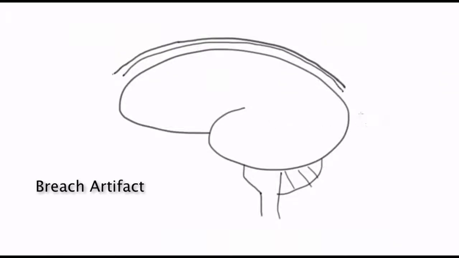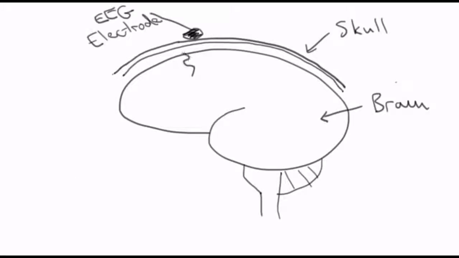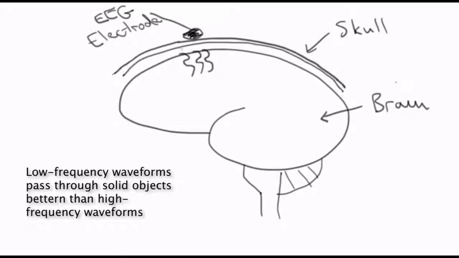I have drawn this very crude diagram of a brain in order to illustrate the breach artifact. This is the brain. This is the skull. We will put an imaginary EEG electrode here. Low frequency waveforms generated by the cortex have an easier time passing through a dense object such as the skull, and so all of these are seen easily by the EEG electrodes. Higher frequency waveforms in the beta and higher range have a more difficult time traveling through the dense skull, and so these are seen at lower amplitude and less prominently than lower frequency waveforms.